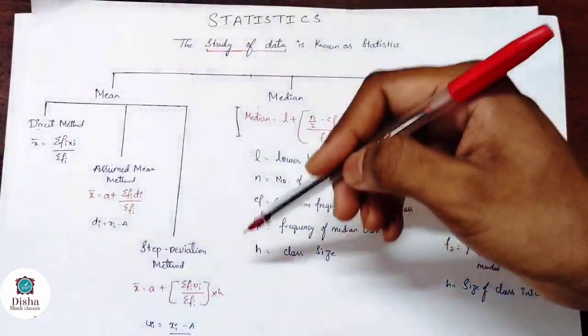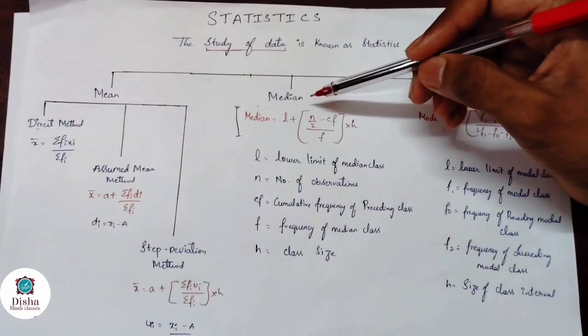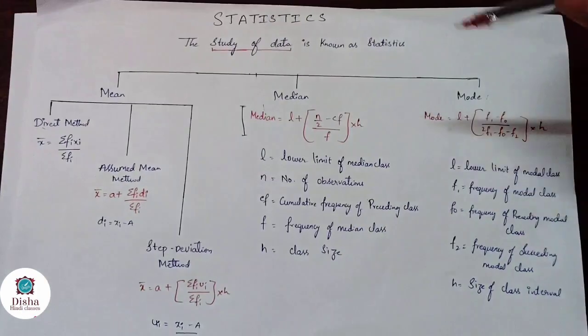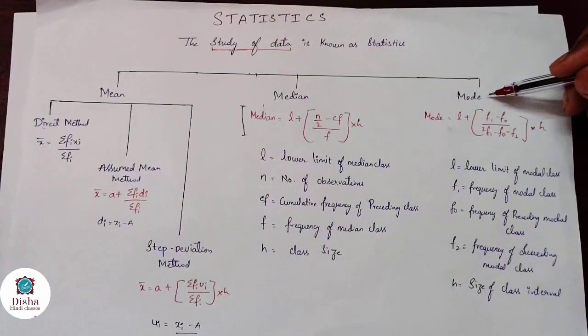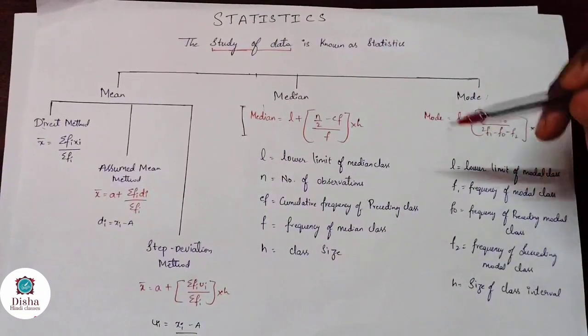We'll be moving on to the next, median. What is median? Median is the middlemost value. Then we'll be moving on to the mode, that is the observation which has repeated itself the most number of times. It is known as mode. We'll be looking briefly into these topics. Now first let us cover the mean.